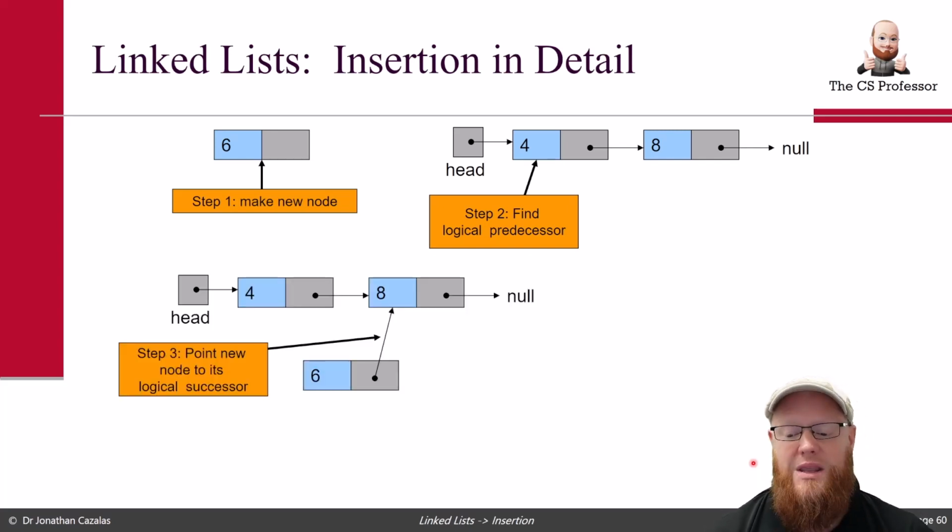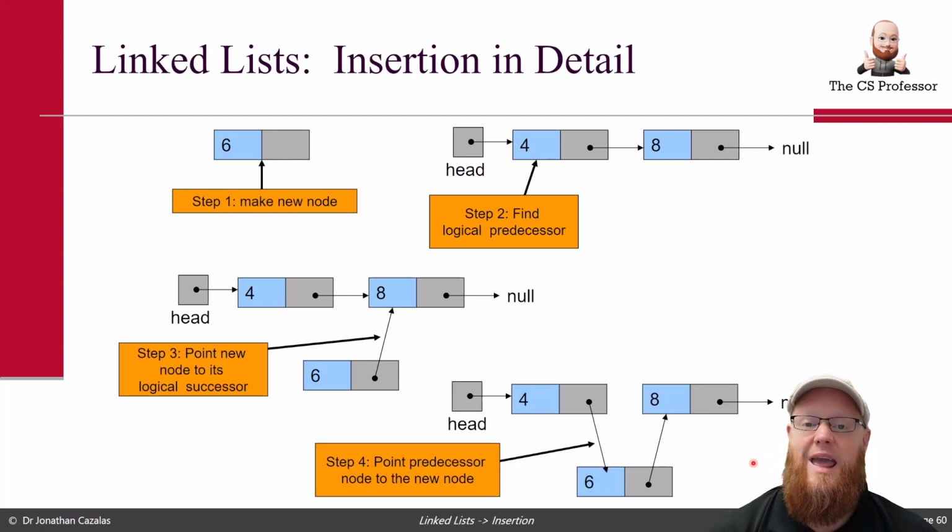Now we need to point the new node to the successor. We make a new node and we first point 6 to 8, and then and only then do we make the predecessor point to the new node.